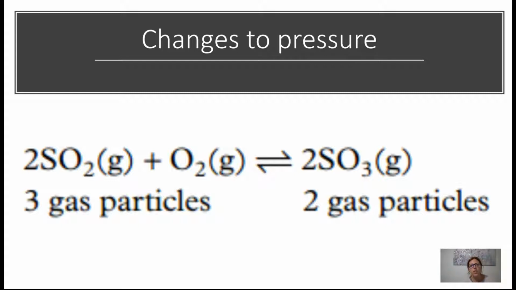So let's have a look at the example that we have here on the board where we have 2 moles of SO2 and 1 mole of oxygen, and in the forward reaction it's producing 2 moles of SO3. All of these are of course in the gaseous form. So when we increase the pressure on the system, we're actually decreasing the volume. So the reactant particles are in a smaller space, so we're having those increased collisions.